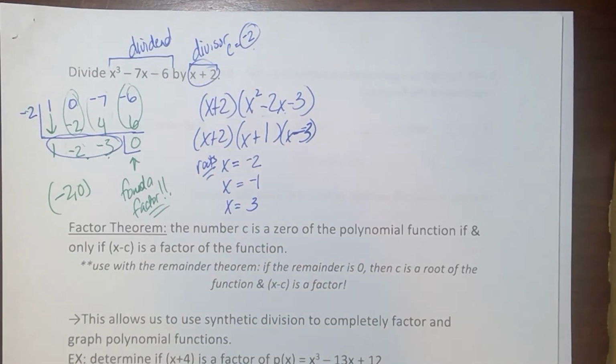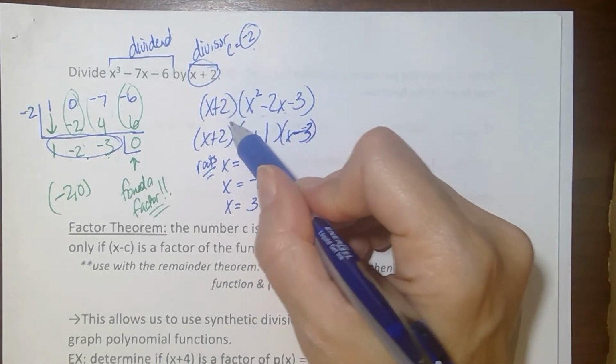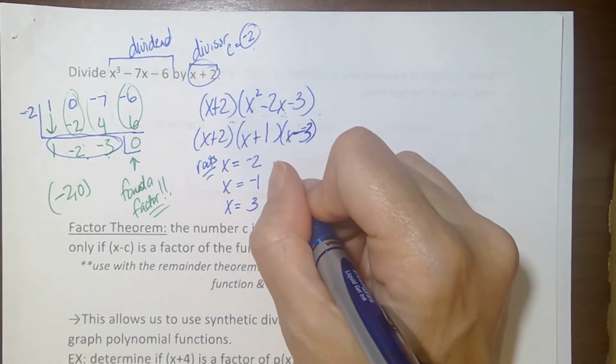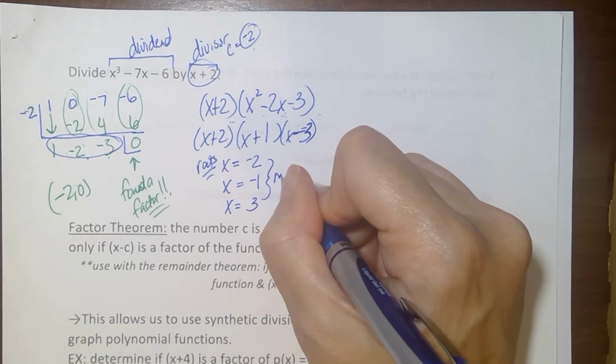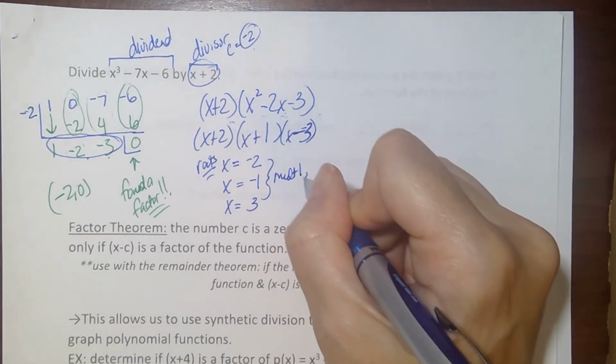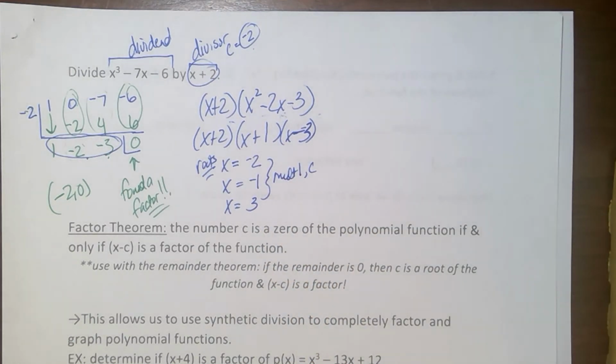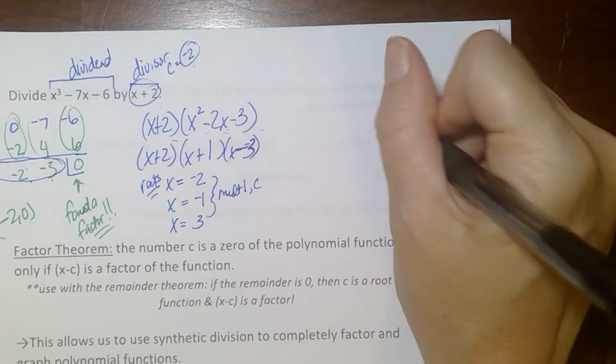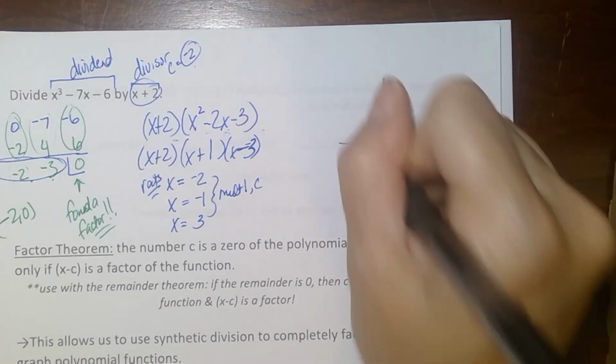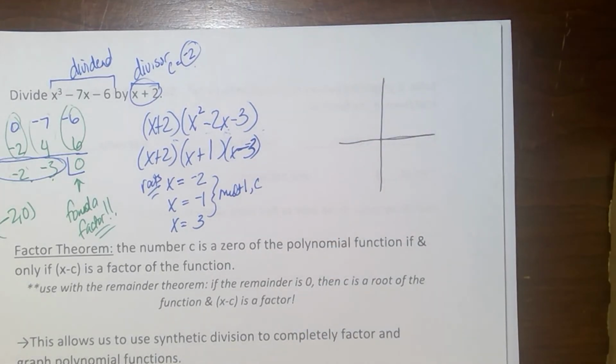If I want to graph this, each of the exponents on these factors is just 1. So for all of these, I have multiplicity 1, which means the graph is going to cross at each of those functions. Let's set up a graph here. Right there. What else do I know?